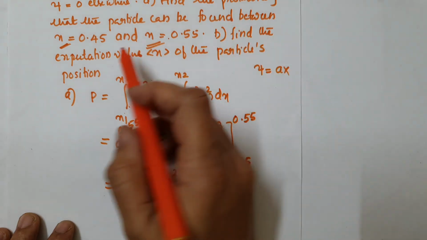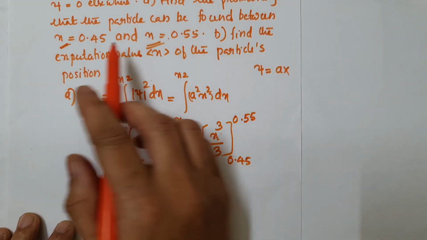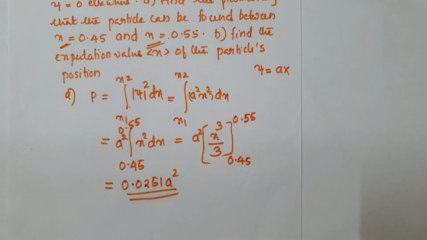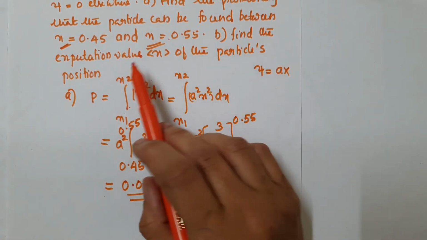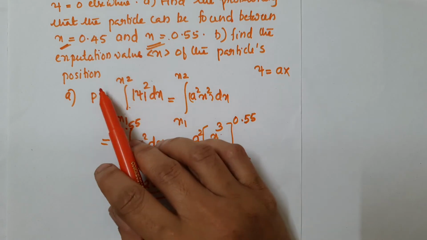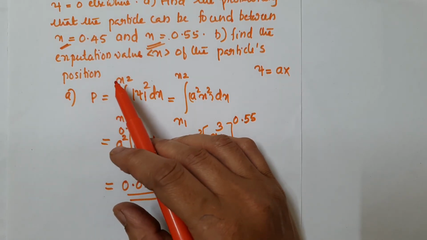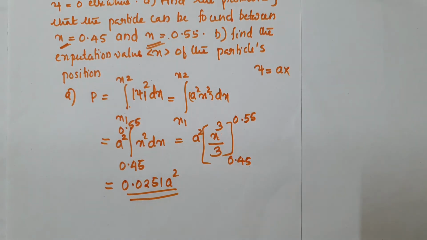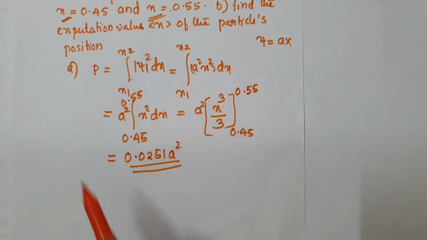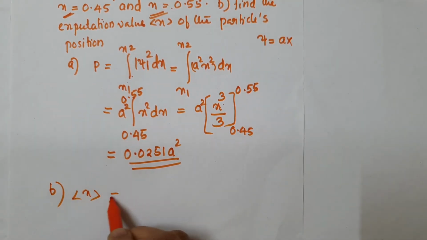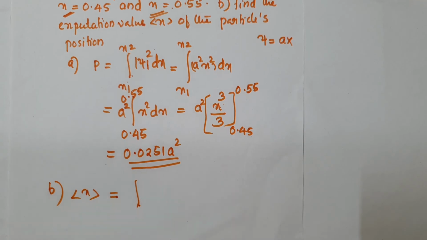So the probability that the particle is between 0.45 and 0.55 is this value. And the second part is to find the expectation value of x, the particle's position. We have studied the expectation value and many problems related to it. In part B, the expectation value of x can be written as x equal to the integral.